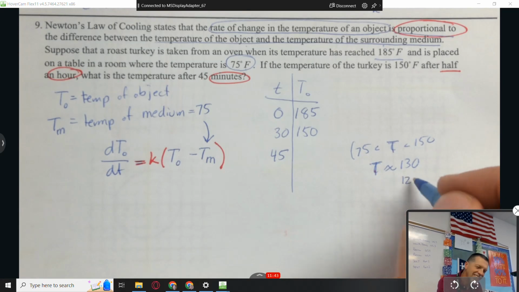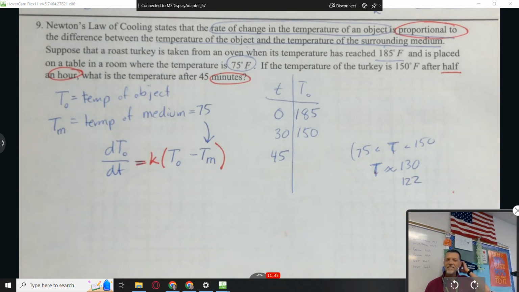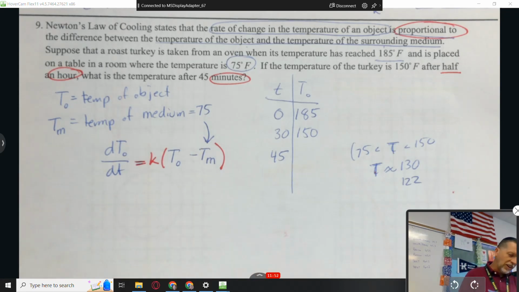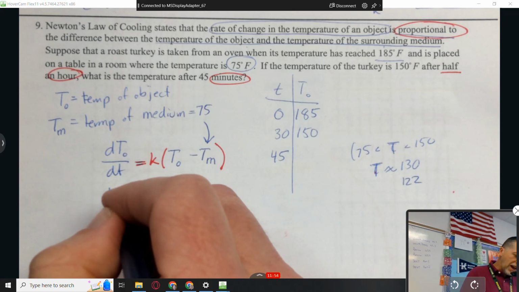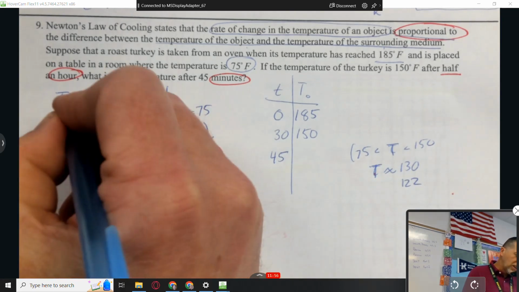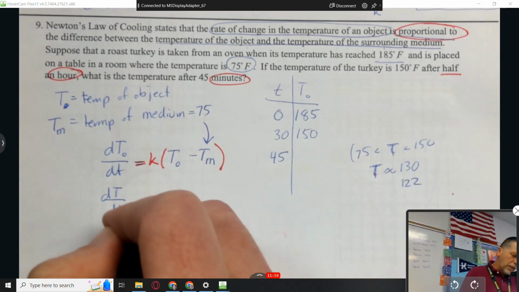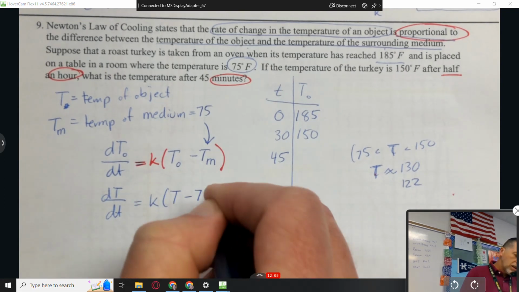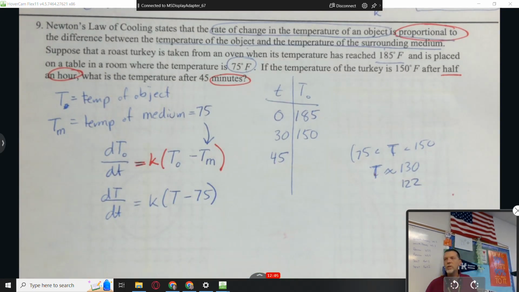I was just wondering if you could replace T sub m with just 75. Yeah, I'm going to do that next. T sub m is not changing, so I'm just going to put 75 in there. And for that matter, I think I'm just going to switch to capital T, rather than T sub O, just so I don't have to write the O over and over. Okay, so this one's a little different than the others because there's an extra something going on there.